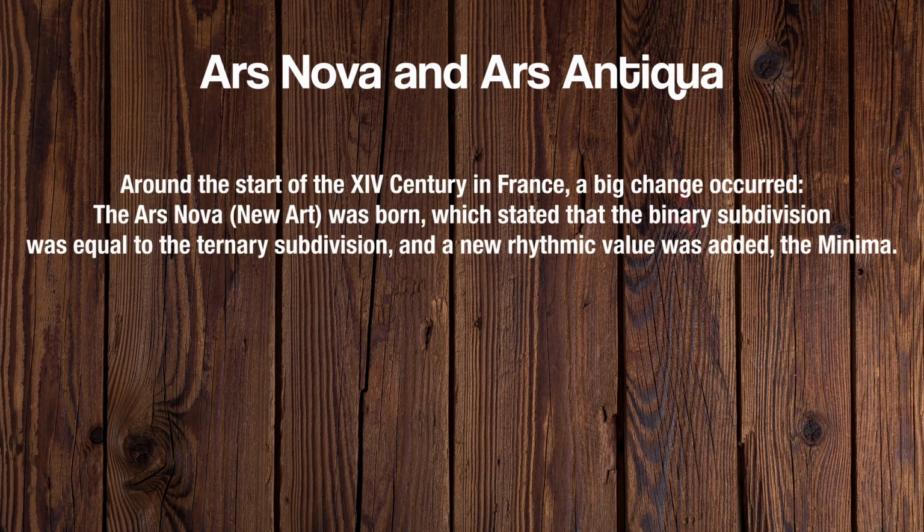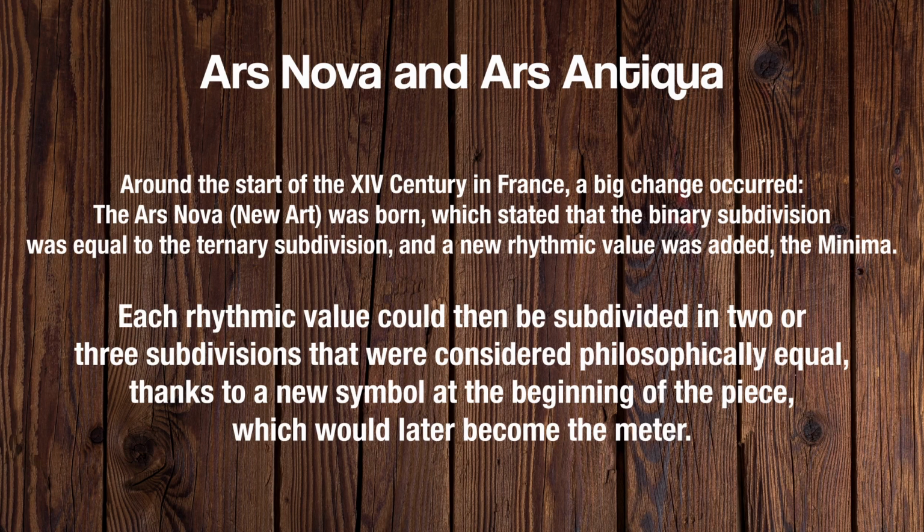Around the start of the 14th century in France, a big change occurred. The Ars Nova, New Art, was born, which stated that the binary subdivision was equal to the ternary subdivision, and a new rhythmic value was added, the minima. Each rhythmic value could then be subdivided in 2 or 3 subdivisions that were considered philosophically equal, thanks to a new symbol at the beginning of the piece, which would later become the meter.